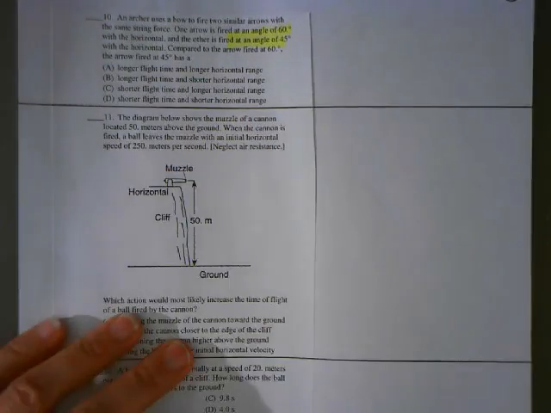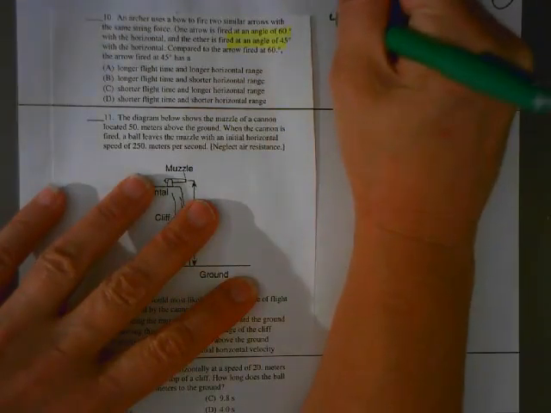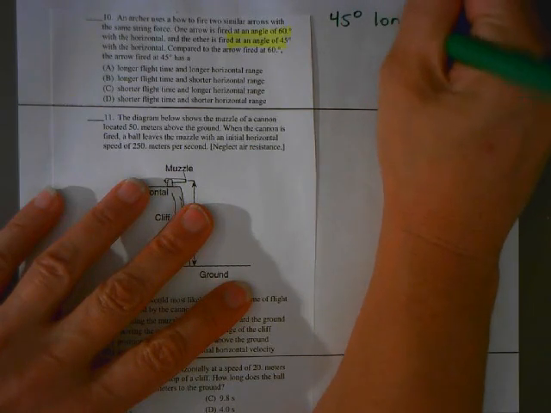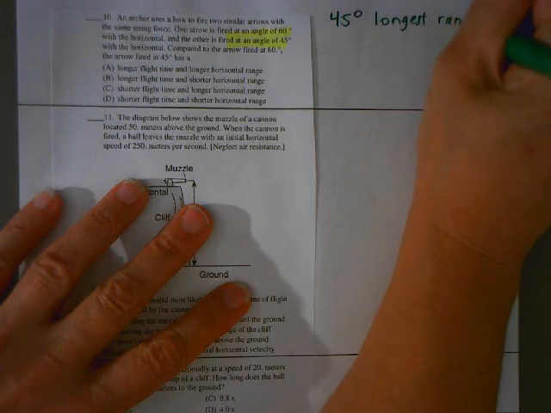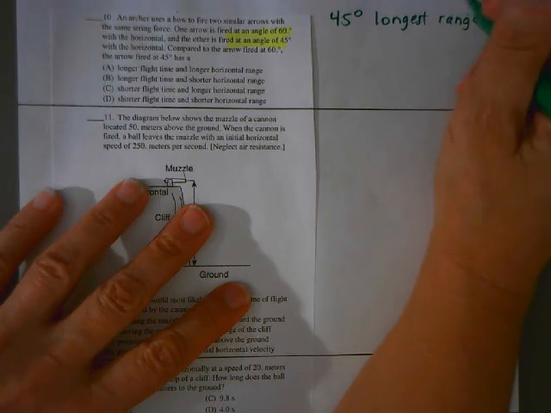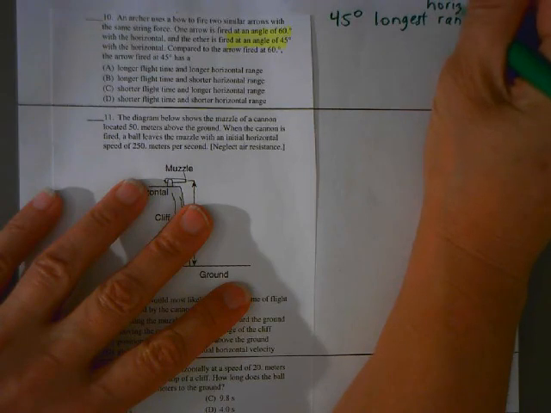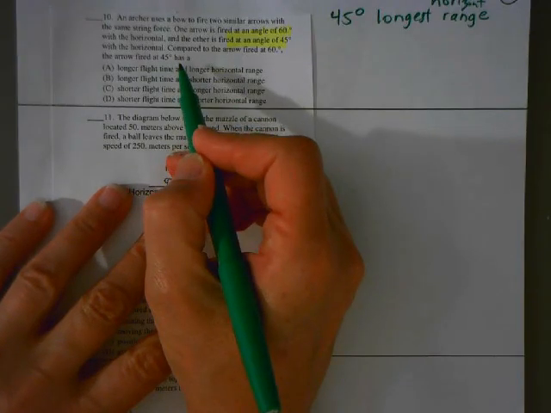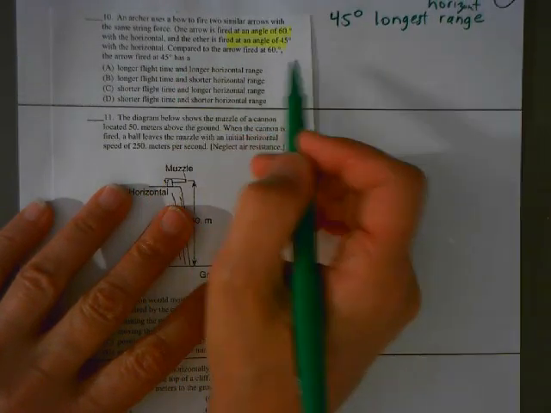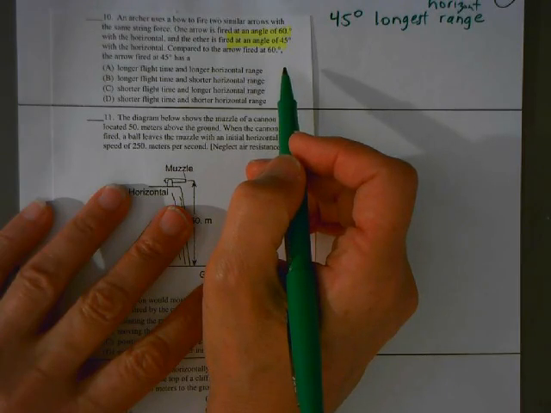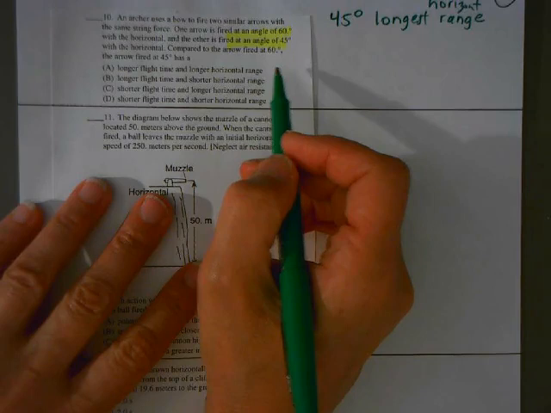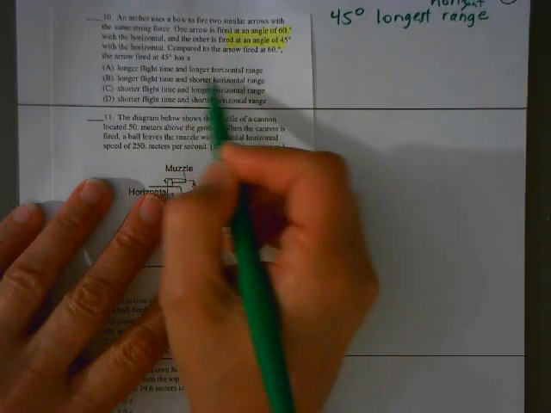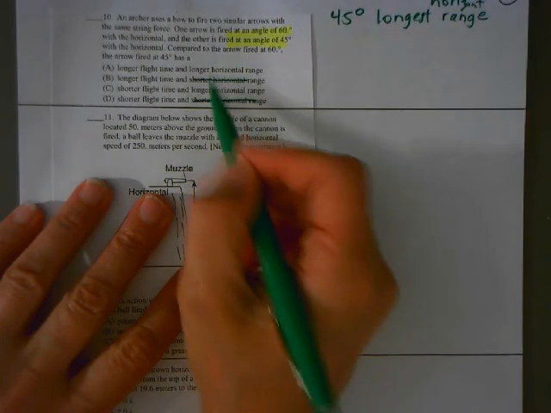So again, we know that 45 degrees is going to give us the longer range, or the longest range. And that's the horizontal range. So it says compared to the arrow at 60, the 45 has. So first of all, just because we know that, we're going to eliminate B and D, because it's not going to be shorter. We know that the 45 is going to be longer.